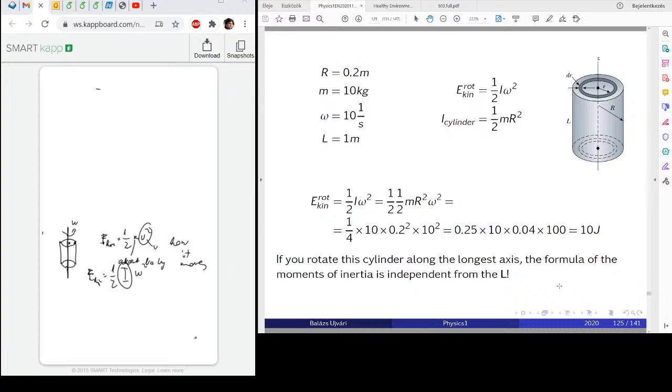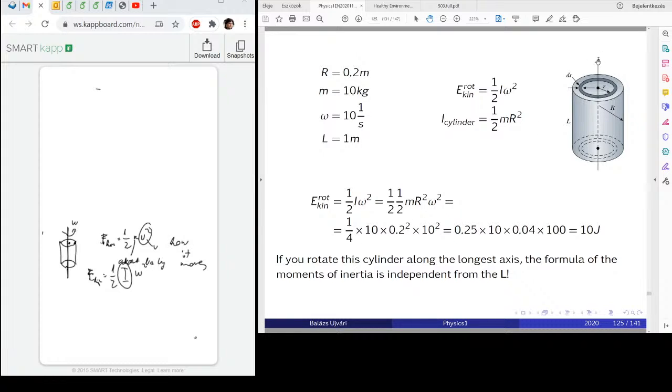Let's do this example. The radius is 0.2, the mass is 10, omega is 10, 1 over s, L is 1 meter. The formula is 1 over 2 moment of inertia times omega square. And the moment of inertia for a cylinder is 1 over 2 mr square. If we put everything in one formula, replacing the capital I with 1 over 2 mr square, we can calculate it. And just look at it.